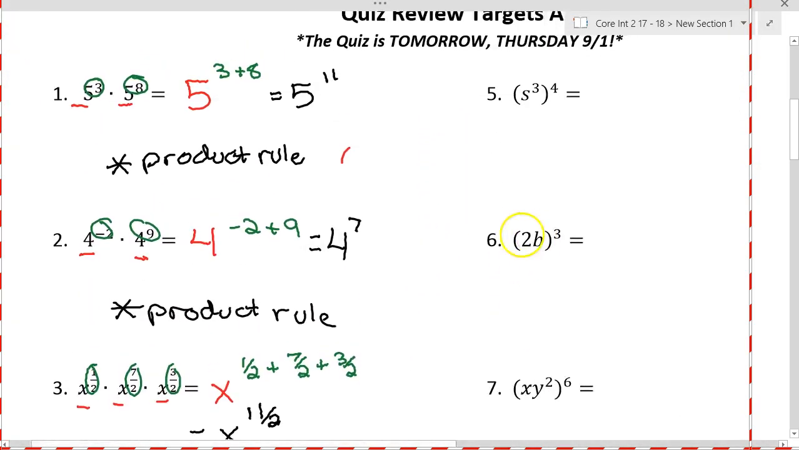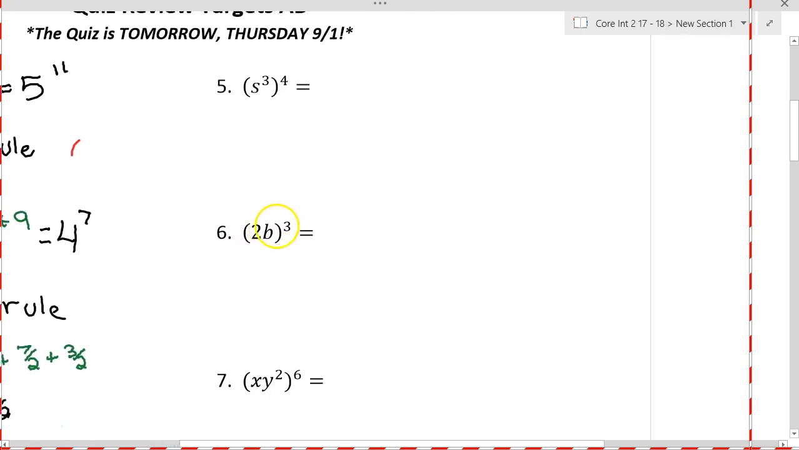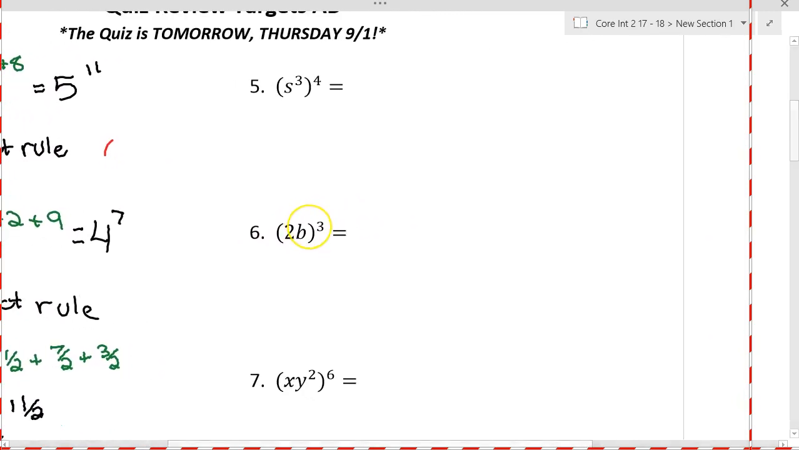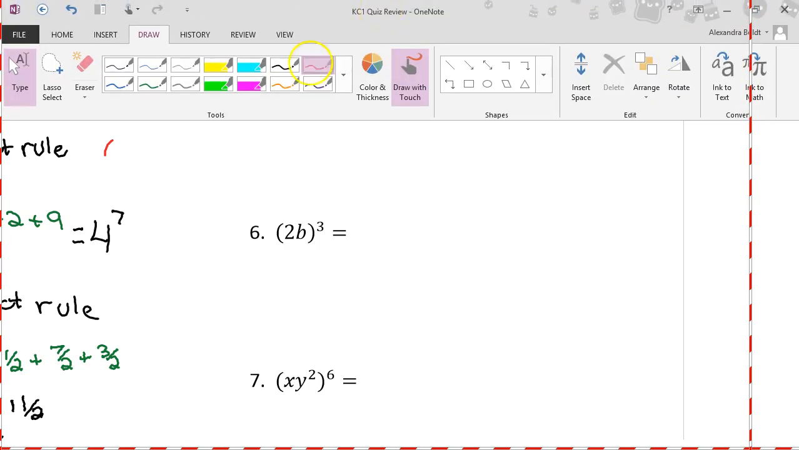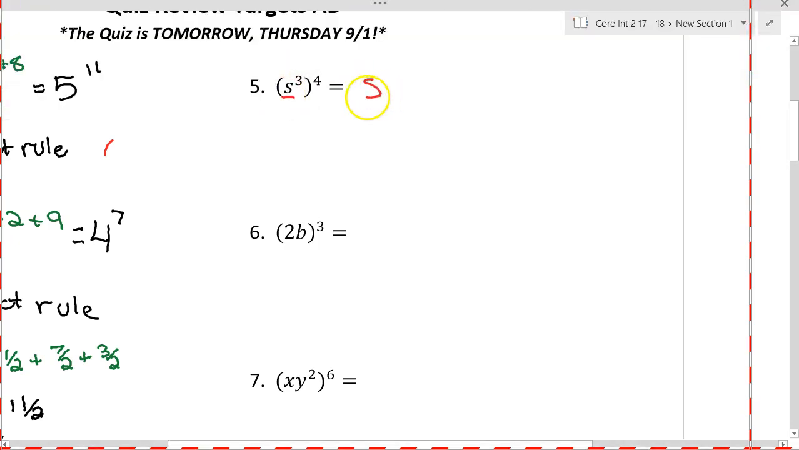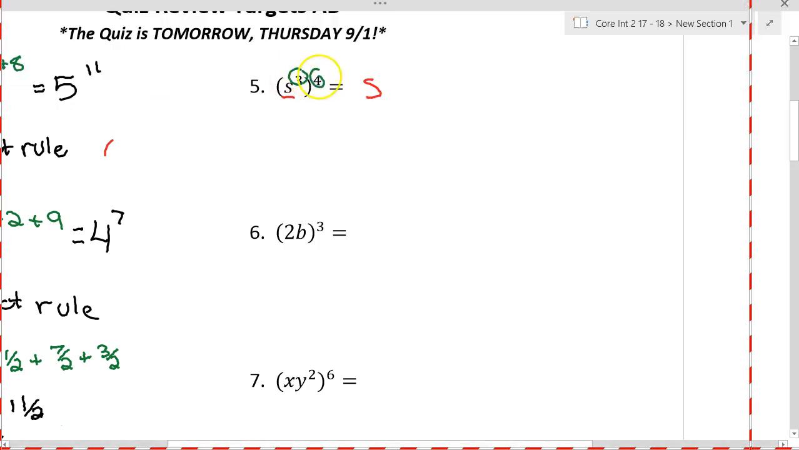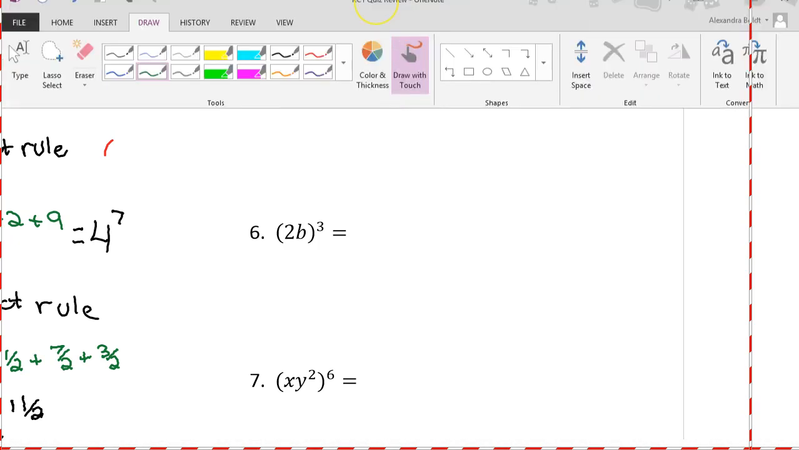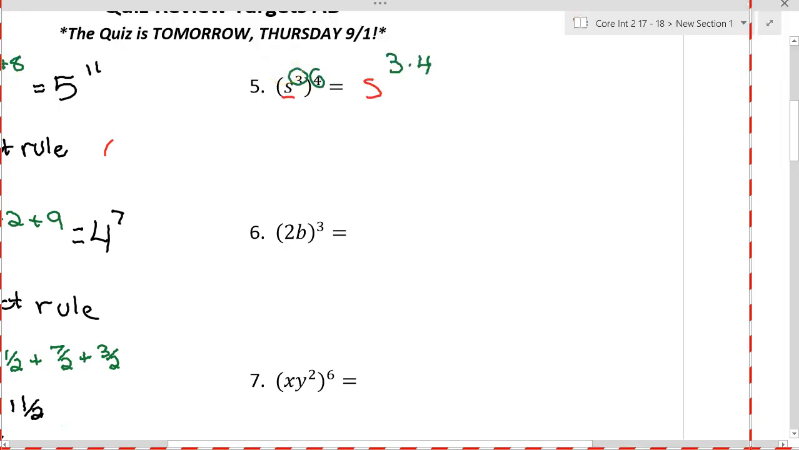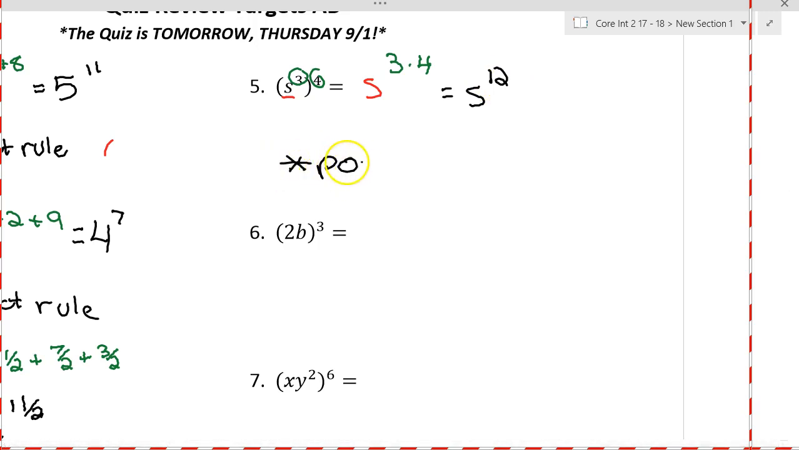The second side, if I go back up, is the power rule. So I have x to the 3rd to the 4th. Remember, our base still stays the same. With my exponents, now I multiply. So I get x to the, well, 3 times 4 is 12. This is our power rule.